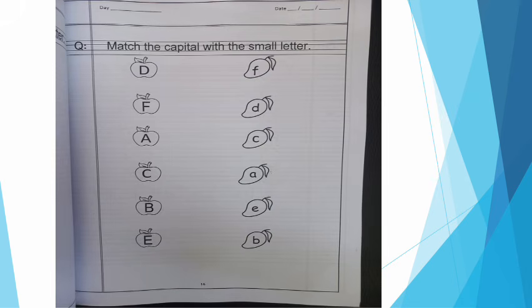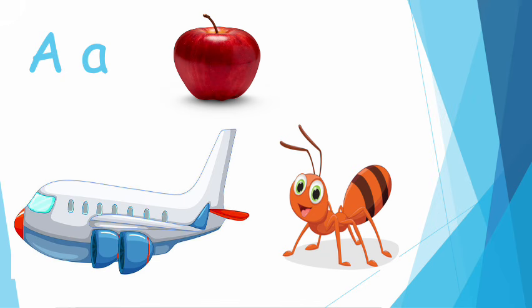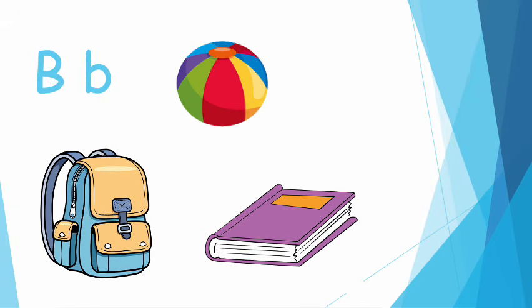Okay, well done. This phonic poem helps us in recognizing the alphabets and their sounds. Now, we revise the previous work so that this worksheet is easy for us. Now, revise with me. A apple, A aeroplane, A ant.